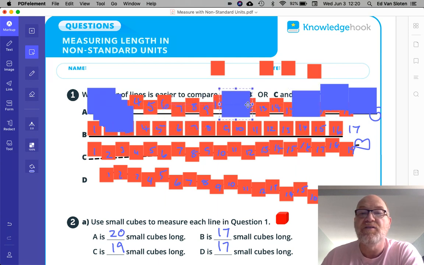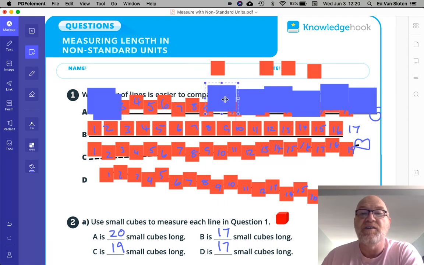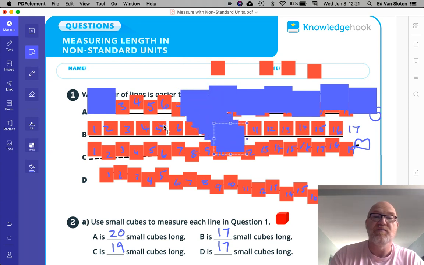And you should notice it's not going to take as many blue squares to cover or to measure the line. Why? Because the blue squares are bigger. So let's see. We'll just do this for the first line. And let me just copy that and a few more in there.